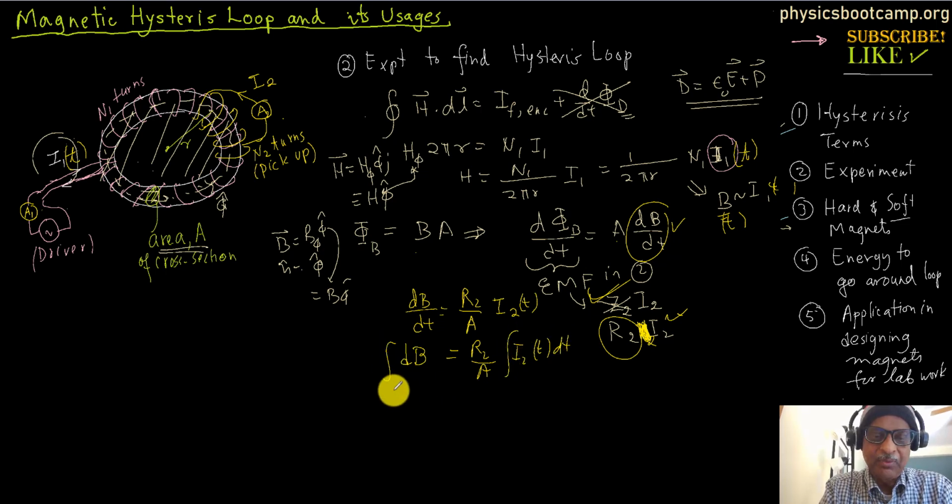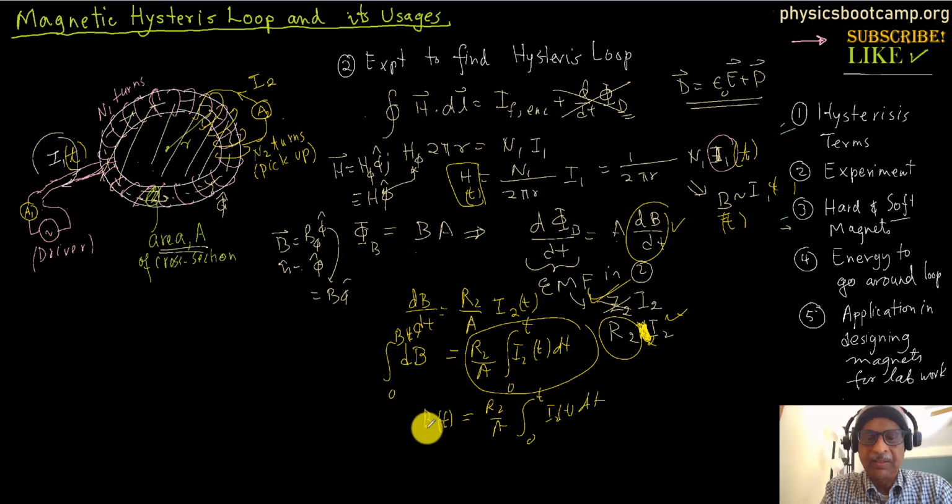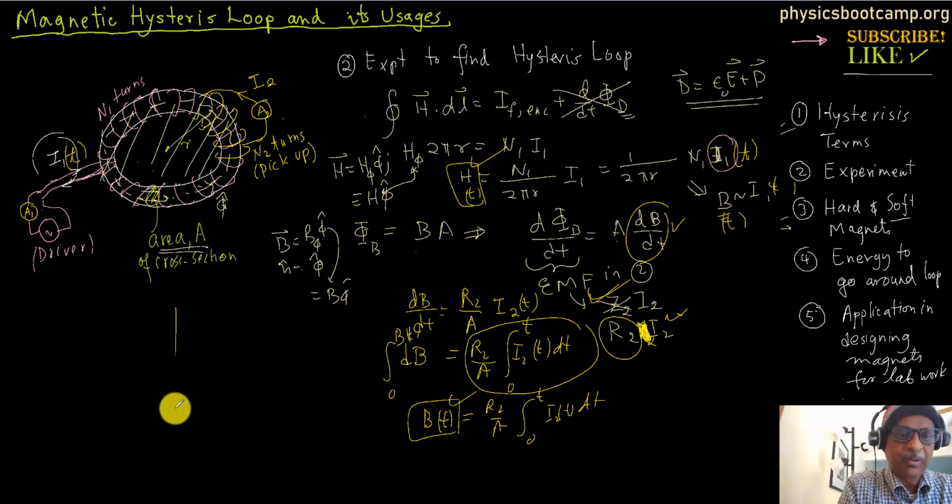So if I integrate from 0 to time t, the B at time t that goes with the H at time t will actually be obtained by integrating this current that you're reading. So R2 over A, integrate 0 to t of I2(t) dt. Hence you get a B and you get an H at that time.